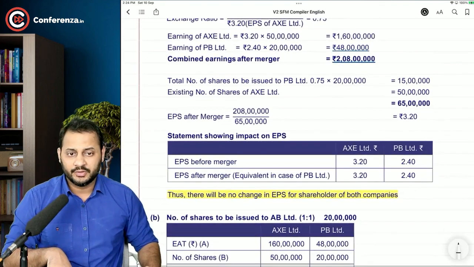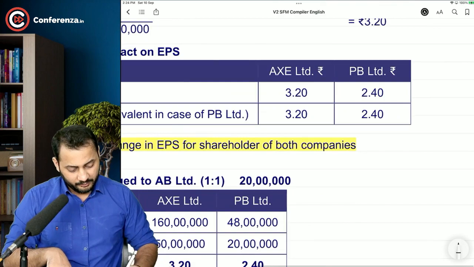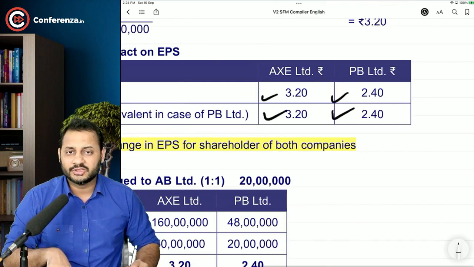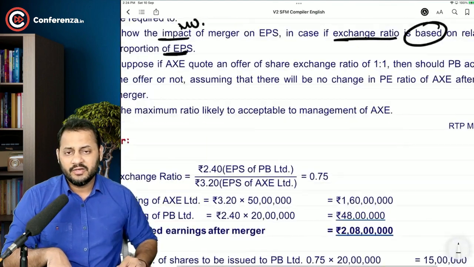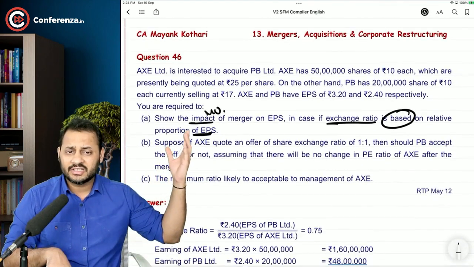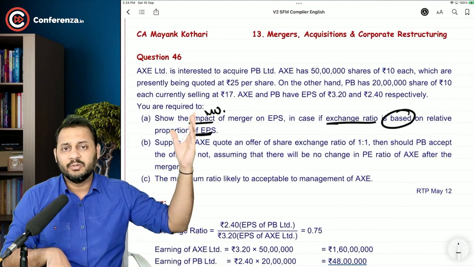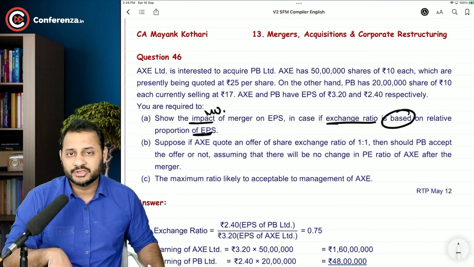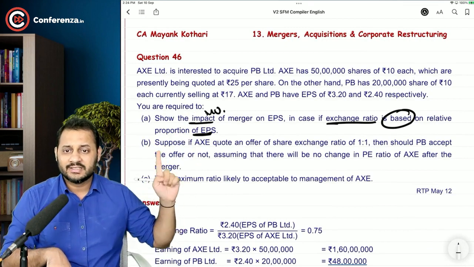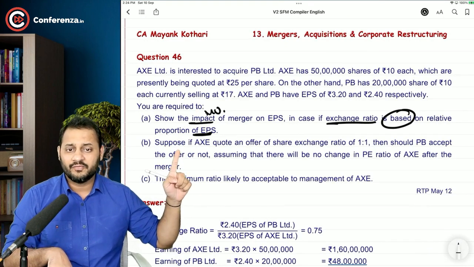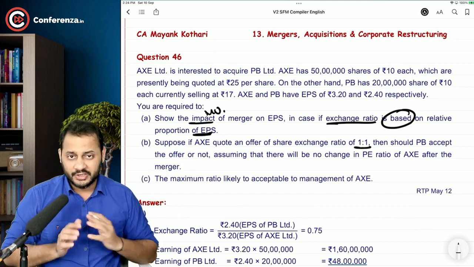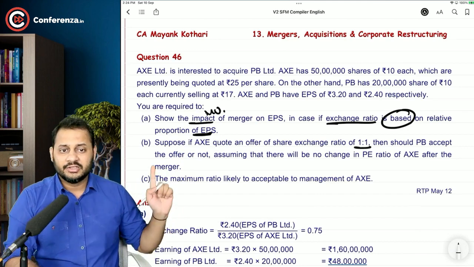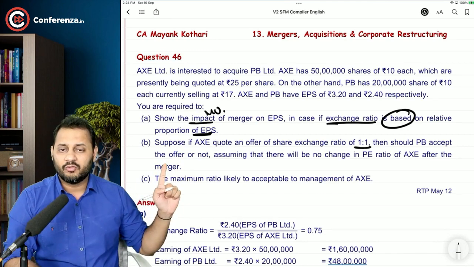So I will just show you. See. There is no impact before merger, after merger, before merger, after merger. No impact on the EPS. If the basis of exchange ratio itself is the EPS, then there will be no impact on the pre and post merger EPS. So the first question is solved. Second, suppose if X quote an offer of share exchange ratio of 1:1. So we are offering them one share for their own one share. Then should PB accept the offer or not?